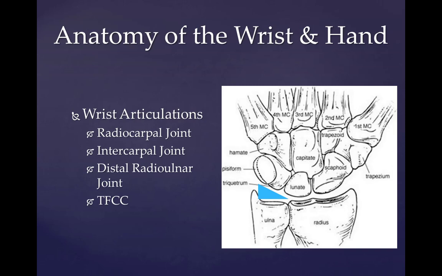The triangular fibrocartilage complex, or TFCC, is formed by the triangular fibrocartilage disc, or TFC, the radial ulnar ligament, and the ulnar carpal ligaments.